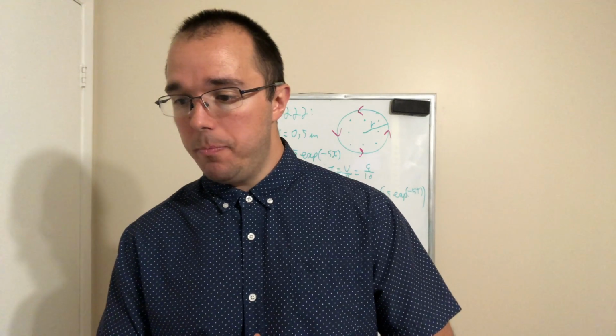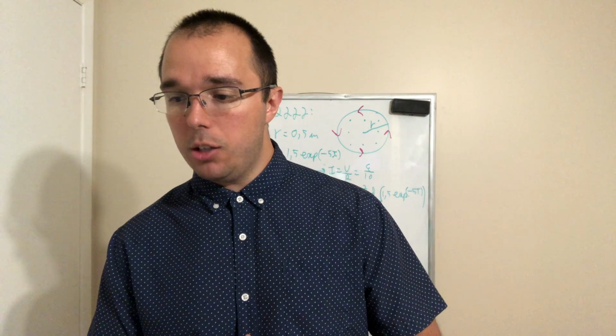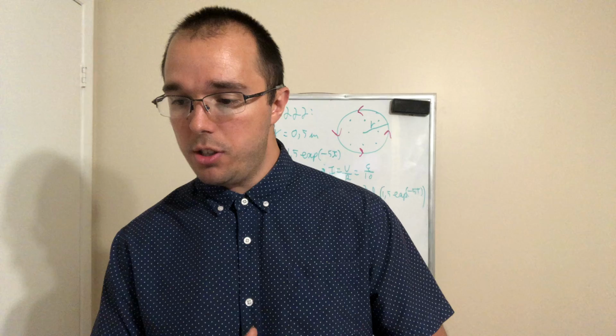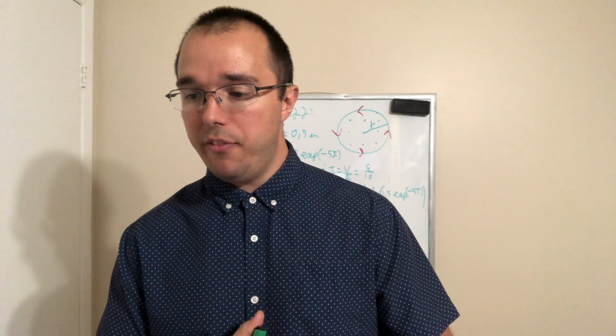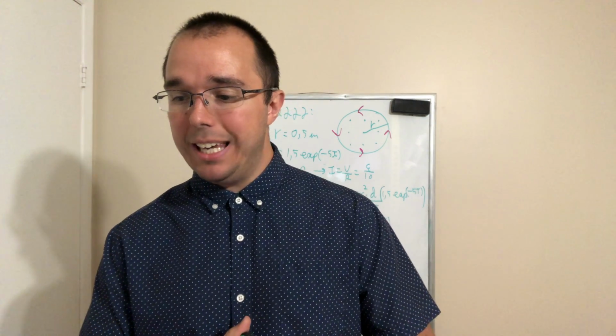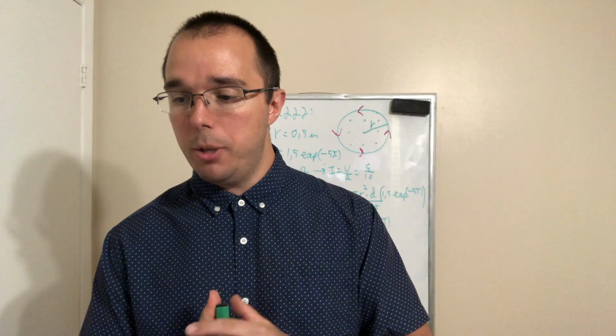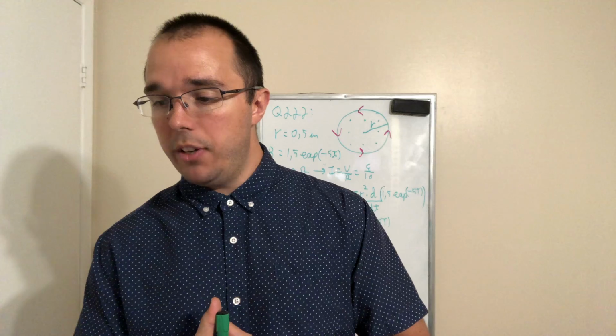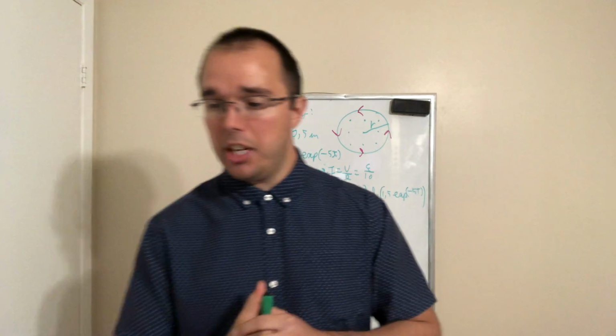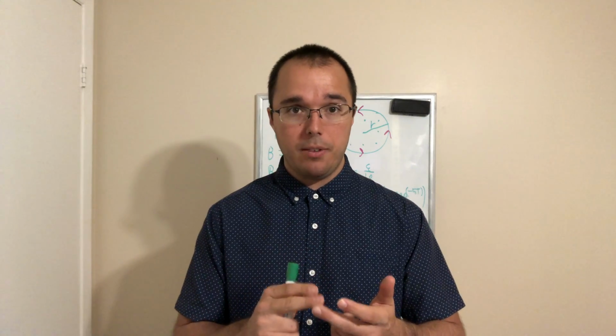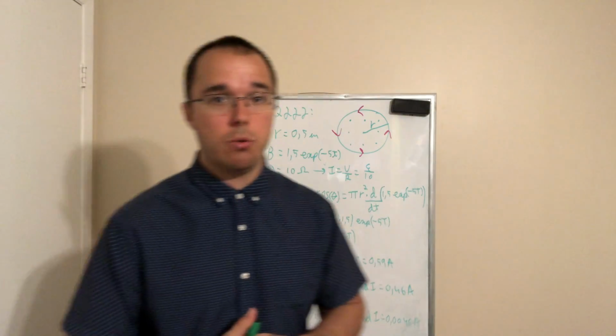Question 222. A magnetic field B is directed outward perpendicular to the plane of a circular coil of radius 0.5 meter. The magnetic field decays exponentially according to B, so we have a formula here. I'm going to talk about that one in a moment. The coil has a resistance of 10 ohm. Calculate the EMF and current induced in the coil at time 0, time is equal to 0.05 second, and time is equal to 1 second.